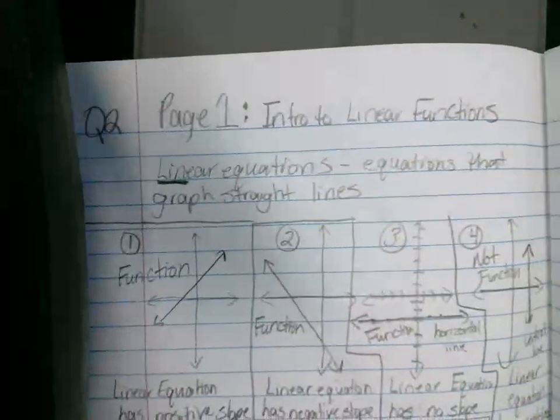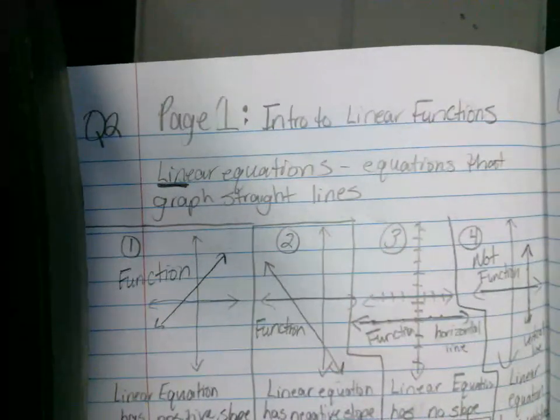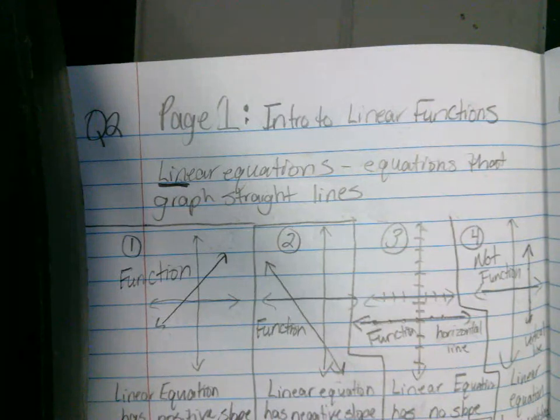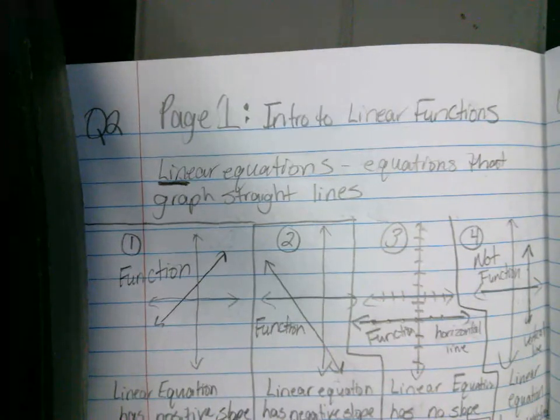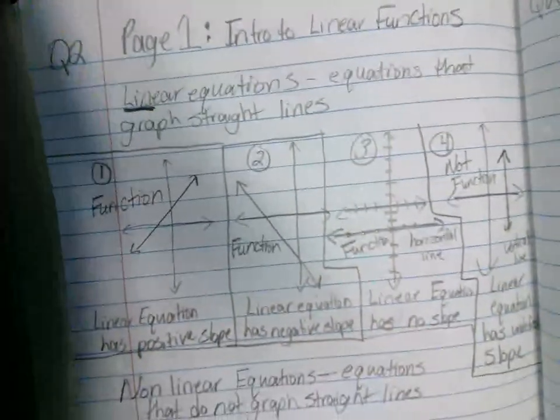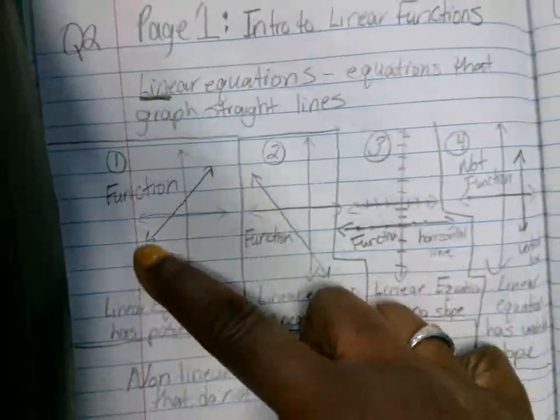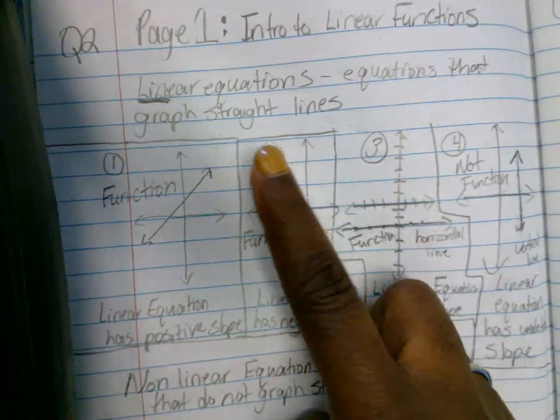On page 1, we have intro to linear equations. A linear equation is a straight line. Linear equations are equations that graph straight lines, and we practiced graphing straight lines in our calculator yesterday. Okay, you have lines that have positive slopes. That's when the line goes up. You have straight lines that go down.